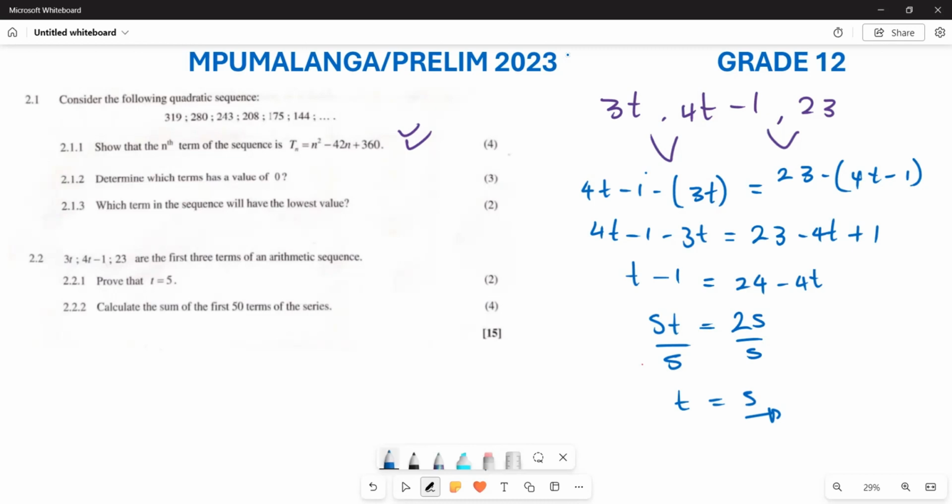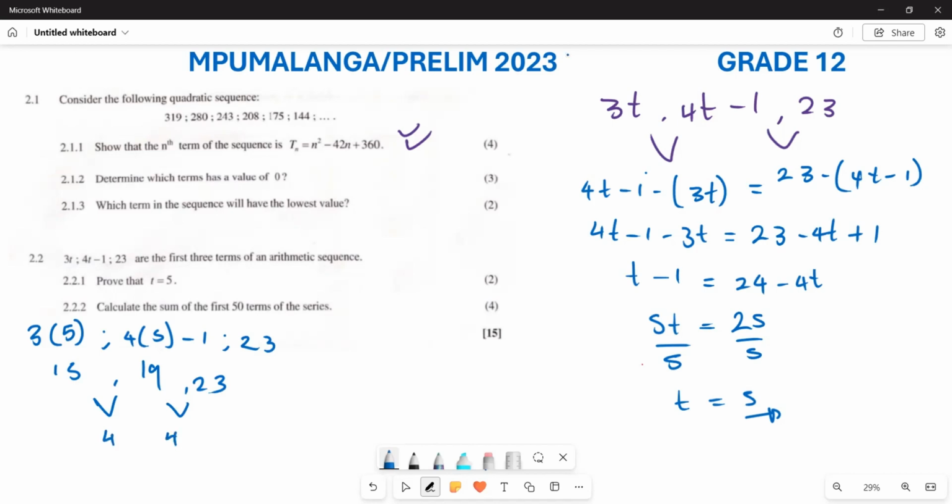Now, remember that you are given 3t. The value of t, you've already found that it's 5. So this is going to be 3 into 5. The second value is going to be given by 4 into 5, subtract 1. And then the third value is given by 23, which means now the first values are 15, 19, and 23. And which means your difference here, your d, is going to be 4.